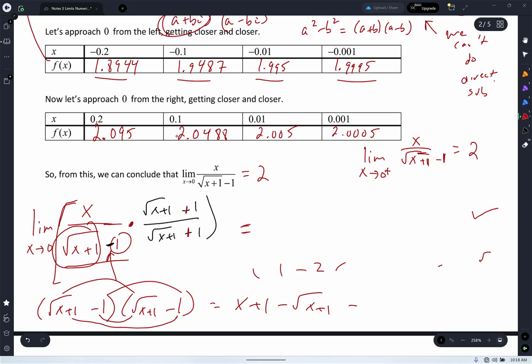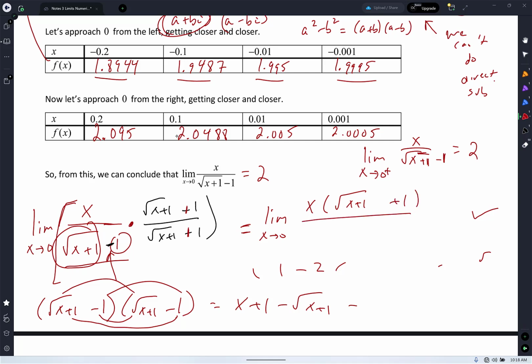You still haven't solved for anything, so you still write the word limit as x approaches 0. Now the numerator, that times that, you leave it alone. Square root of x plus 1 plus 1 over, and in the denominator, that looks like the difference of squares. X plus 1 and then minus 1, because the middle stuff is going to cancel out, right?